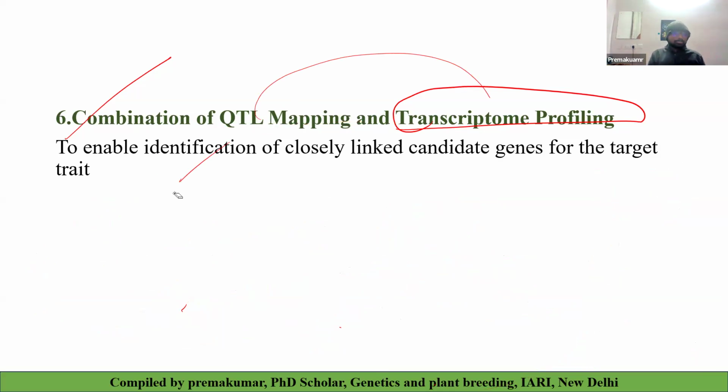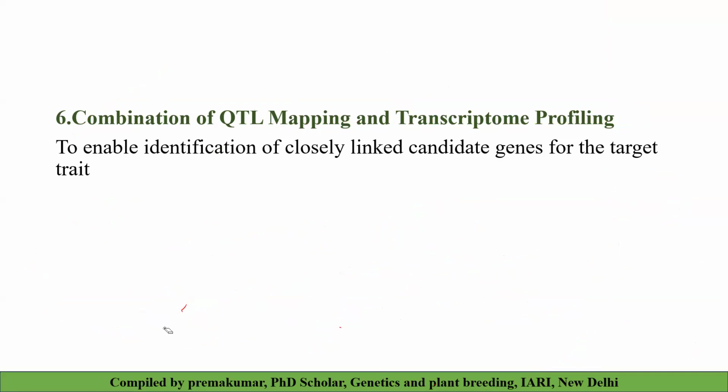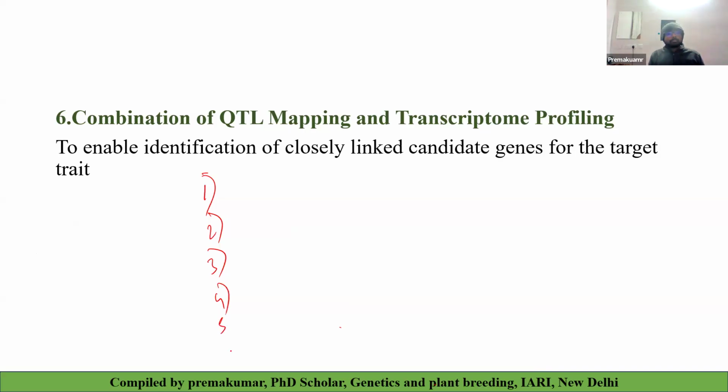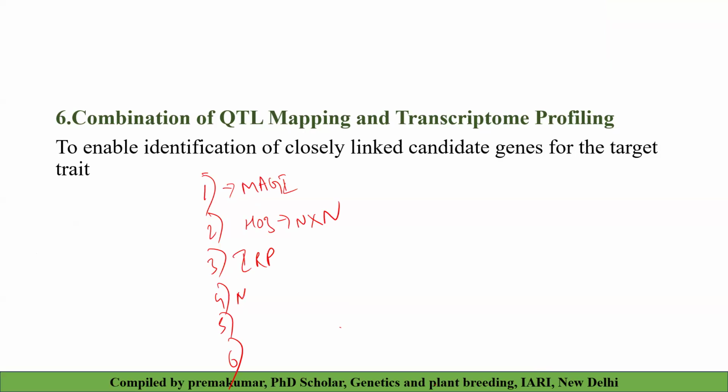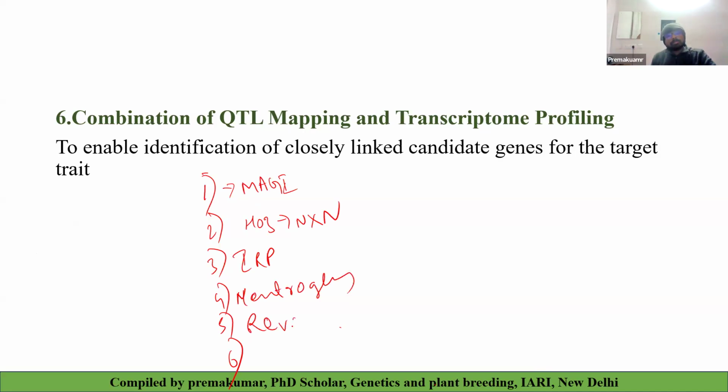Understood? Yes, sir. Can you list out the different 6 methods? First one is NILs, F2 population. We need to generate a MAGIC population, or we need to generate NILs, homozygous lines derived from crossing NILs. Then we can use intercross RIL population. Then we can use MAGIC, heterogeneous stocks. We can do reverse QTL mapping. And last is transcriptome profiling.